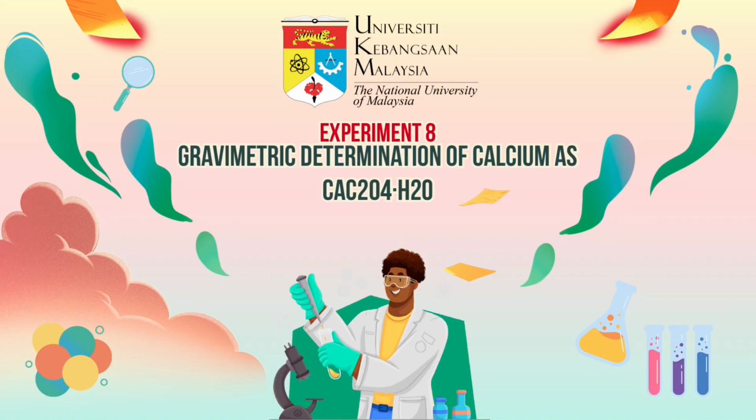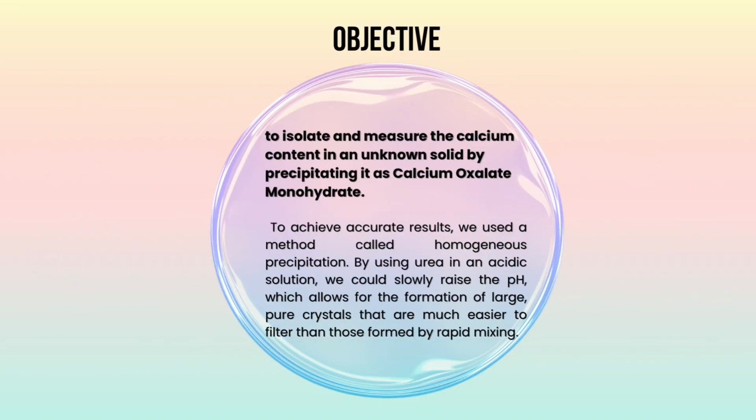In this presentation, we will walk through our procedure and discuss the data we gathered. Now, let's look at the core of our project. Our main objective here was straightforward: to isolate and measure the calcium content in an unknown solid by precipitating it as calcium oxalate monohydrate. To achieve accurate results, we use a method called homogeneous precipitation. By using urea in an acidic solution, we could slowly raise the pH, which allows for the formation of large, pure crystals that are much easier to filter than those formed by rapid mixing.